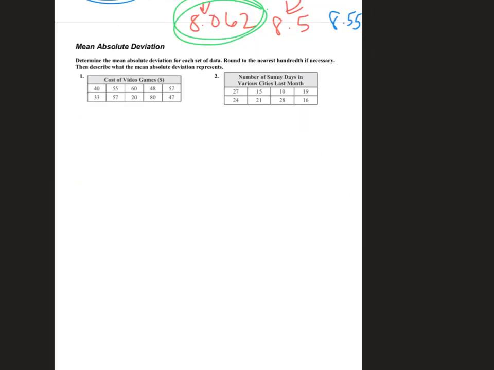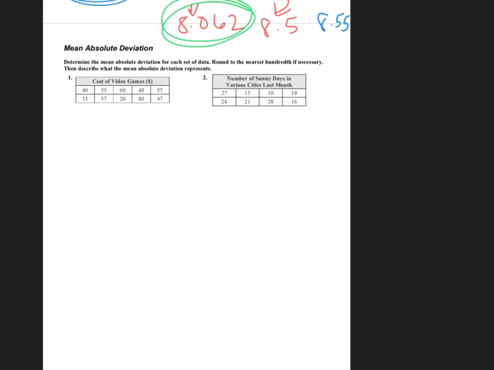So last one, mean absolute deviation. Determine the mean absolute deviation for each set of data. Round to the nearest hundredth if necessary. Then describe what the mean absolute deviation represents. So first of all, we're going to have to find the mean for the cost of video games, number 1, which means you're going to have to add up all of those numbers, right? We're going to add them all up and find the sum, and then we're going to divide by how many numbers there are. So if there's 1, 2, 3, 4, 5, 6, 7, 8, 9, 10 numbers.